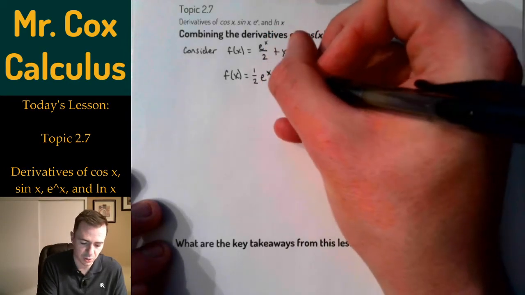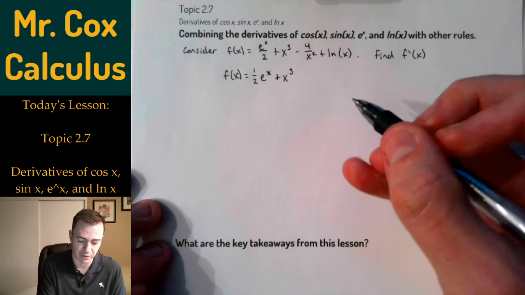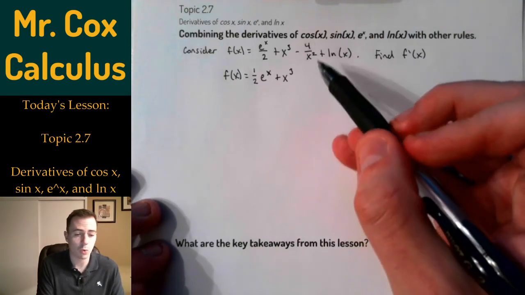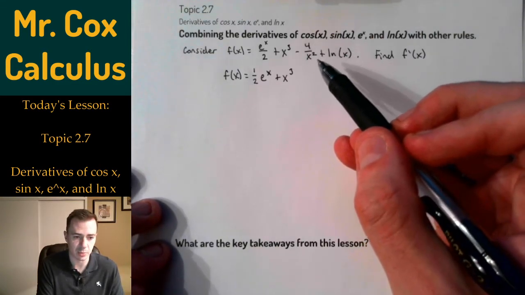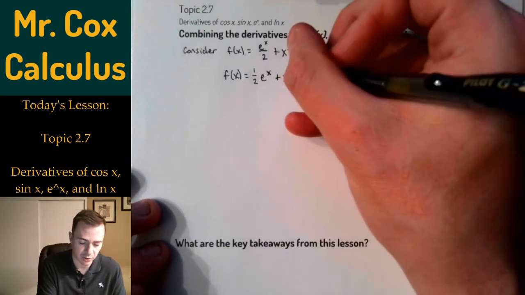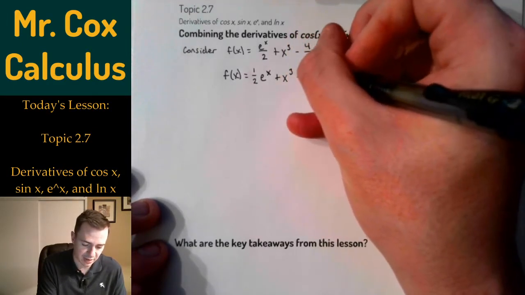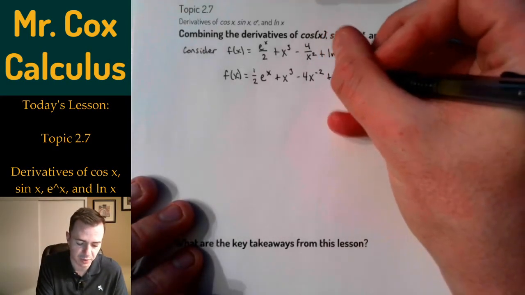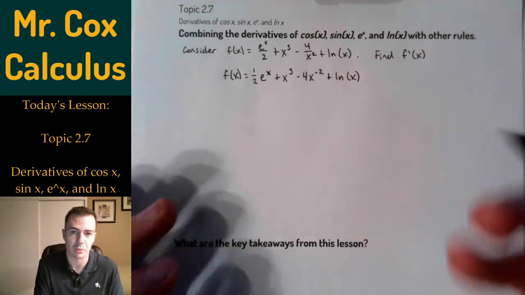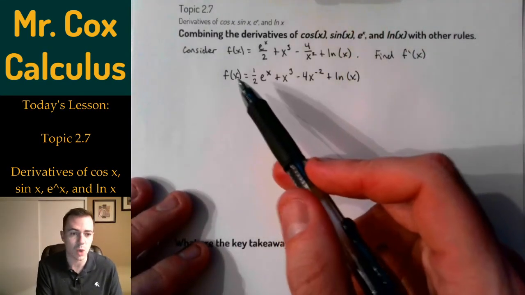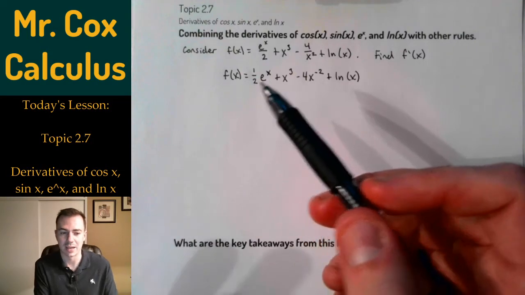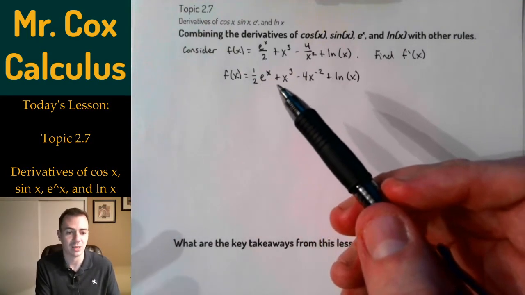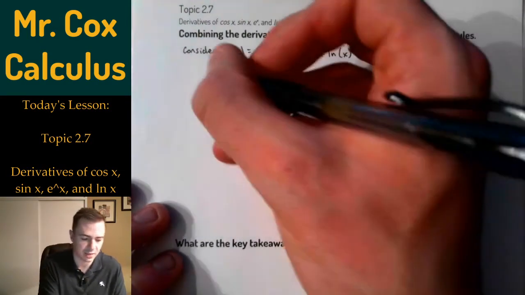X cubed is good. We're going to know exactly how to take the derivative of it. If I look at 4 over x squared, hopefully by now we've picked up on the idea that if I have x in the denominator, I want to rewrite that as a negative exponent. So that's minus 4x to the minus 2. And then the natural log of x, we know its derivative, so we'll apply it here in just a moment. So this was all about me writing f of x in a way that kind of just sets it on the tee for me to hit this out of the park and take its derivative.